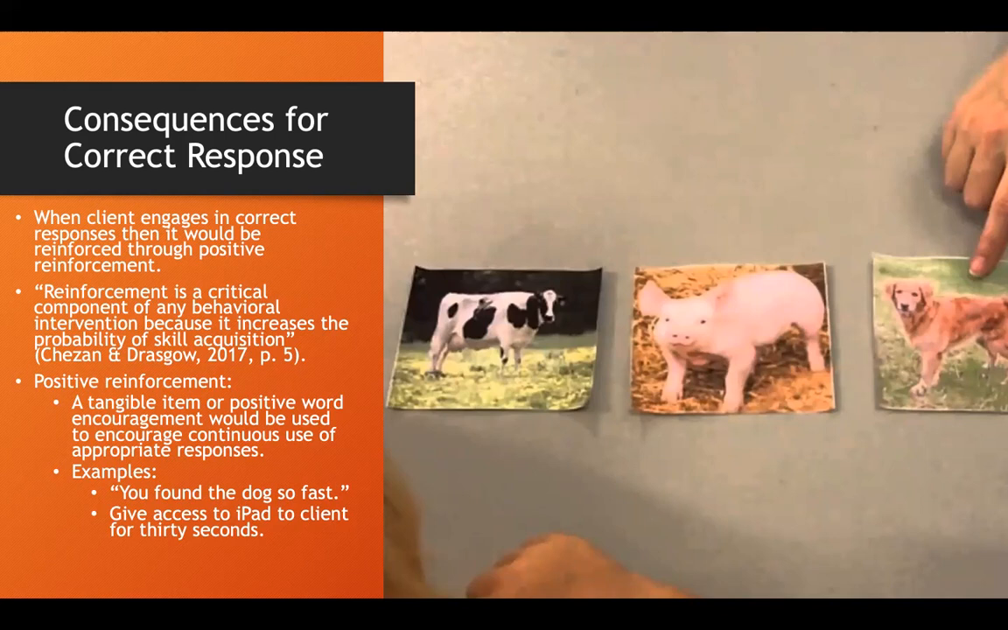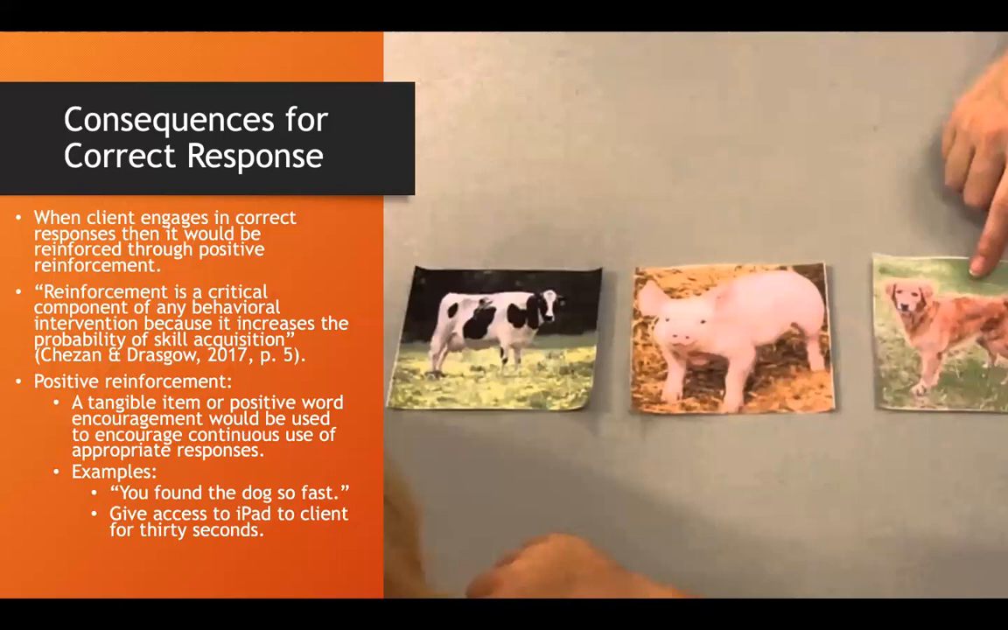So by using the reinforcer, you are encouraging the continuous use of the appropriate behavior. Positive reinforcement is any tangible item or positive words used to encourage continuous use of appropriate responses. An example of positive reinforcement for a correct response, for this specific example, would be, you found the dog fast, or that was a great job pointing to the dog. Then we would allow access to the desired reinforcement. And for this specific client, we are going to say it's the iPad for 30 seconds.